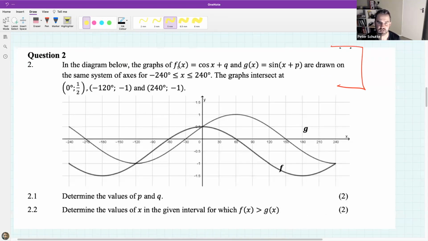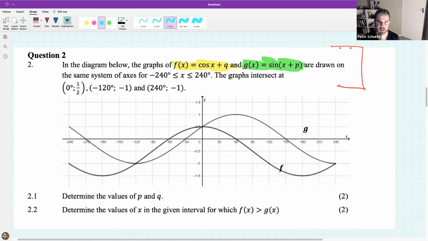There's a lot of descriptions about them, but who are the main players here? And in this case, the first graph is that one. It's a cos graph that has had that value looks like it would shift it up or down. And then there's a sine graph, which has this x plus p, which if we go back to the last lesson, probably has to do with a horizontal shift. And then it says we're showing you on the same system of axes.